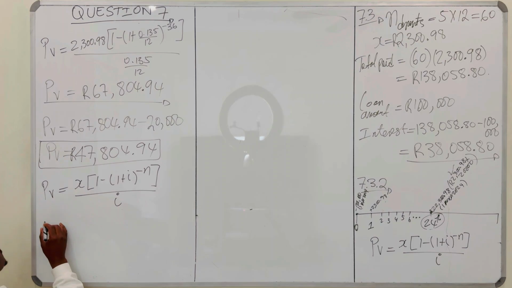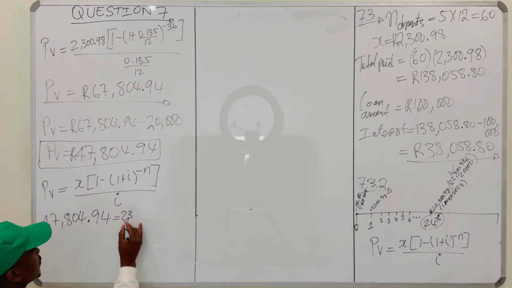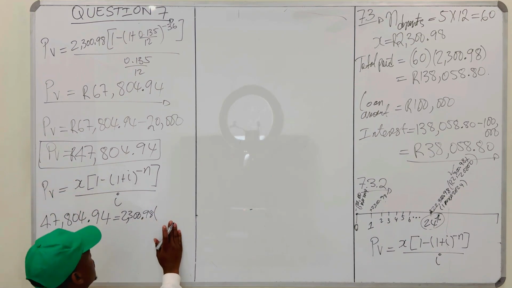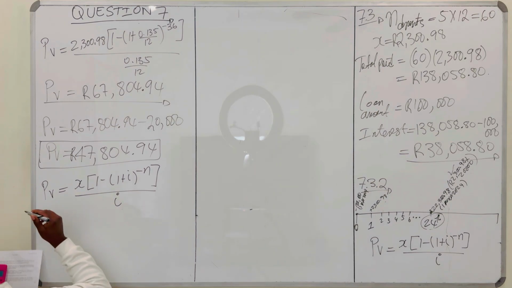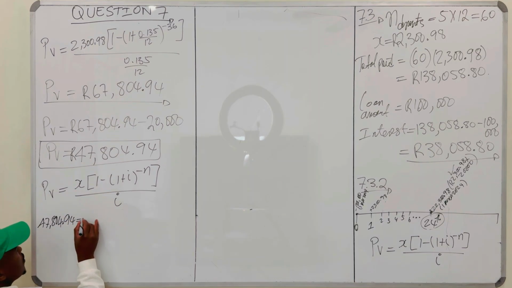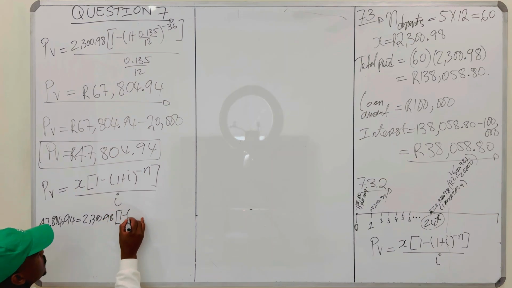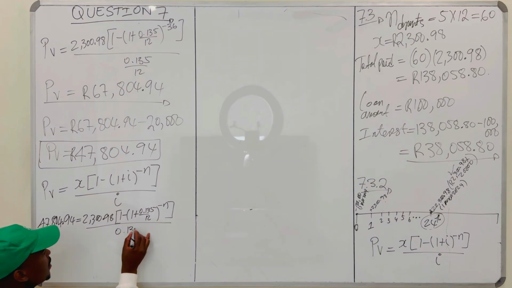So, in that case, your present value is how much? It's 47,804 rand 94 cents, which is equal to 2,300.98 times 1 minus 1 plus i, which is 0.135 over 12, raised to negative n, all over 0.135 over 12.